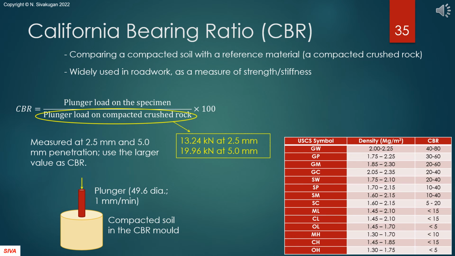California bearing ratio or CBR is widely used as a measure of the strength or stiffness of a compacted earthwork. Here, the compacted earthwork is compared against a reference material, which is a compacted crushed rock, assigned a CBR rating of 100. A standard piston is pushed into the compacted earthwork in a cylindrical mold and the resistance to penetration is compared at 2.5 mm and 5.0 mm penetrations.